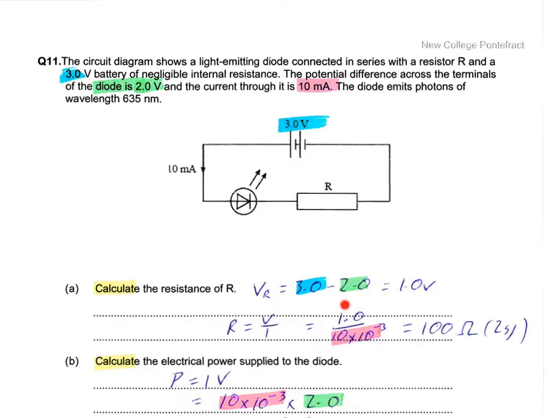R is V upon I, so that's 1 volt over the 10 times 10 to the minus 3, which is 100 ohms. 1 mark for working out that it's 1 volt PD and 1 for getting the answer.